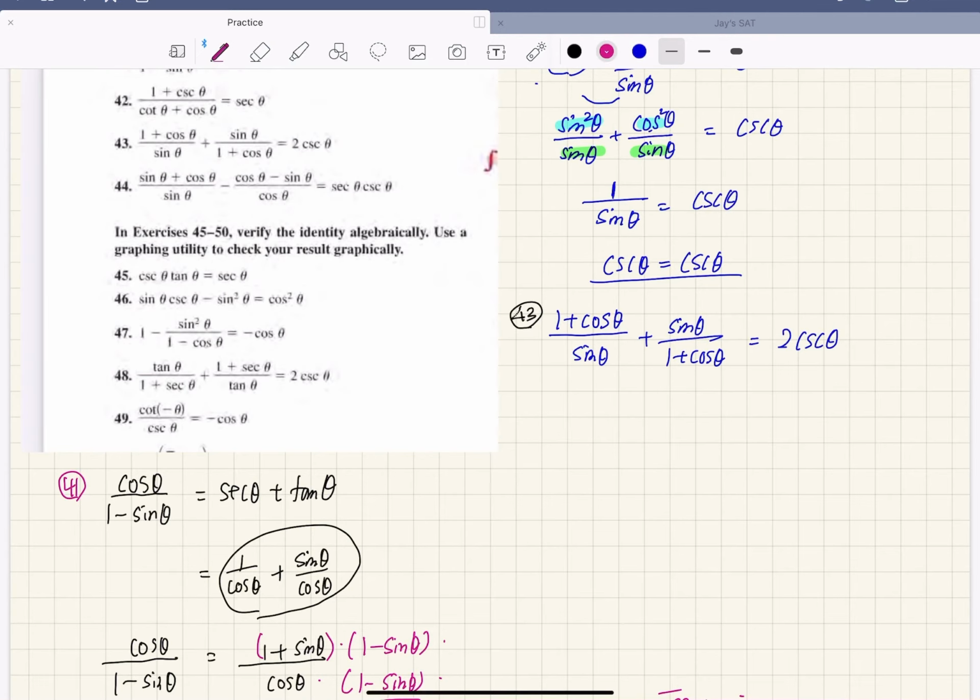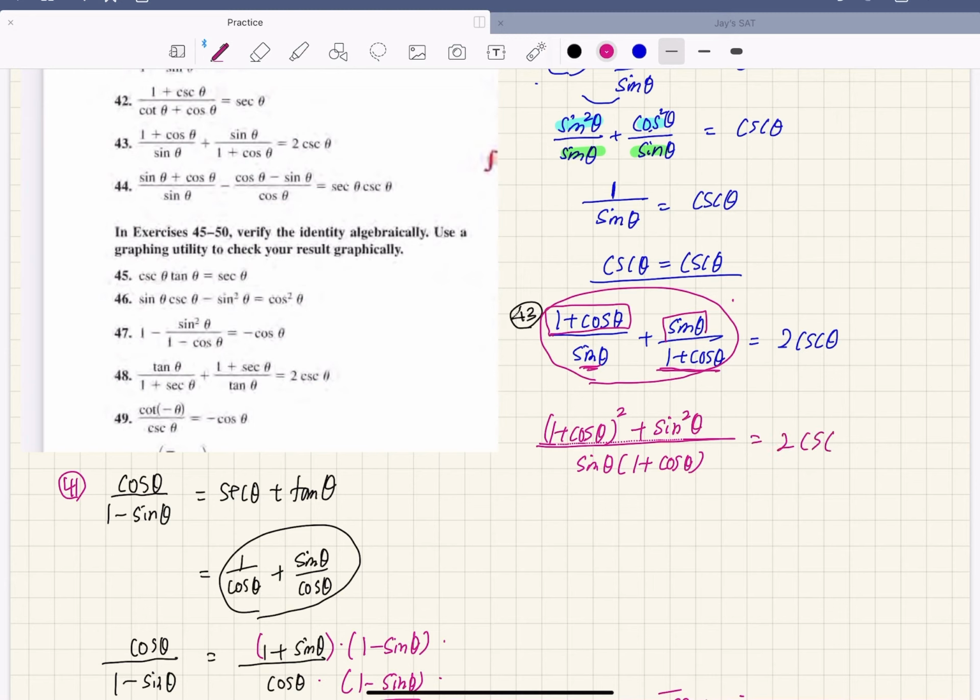Whoa, very complicated. Left side is more complicated, so let's change left side by addition. I'm going to add those two fractions by setting up a common denominator. So the common denominator should be the product of these two, sine theta times 1 plus cosine theta. In the first numerator, you have to multiply that one. So 1 plus cosine theta times 1 plus cosine theta, which is 1 plus cosine theta squared, plus in the second numerator you multiply that one, so sine squared theta.